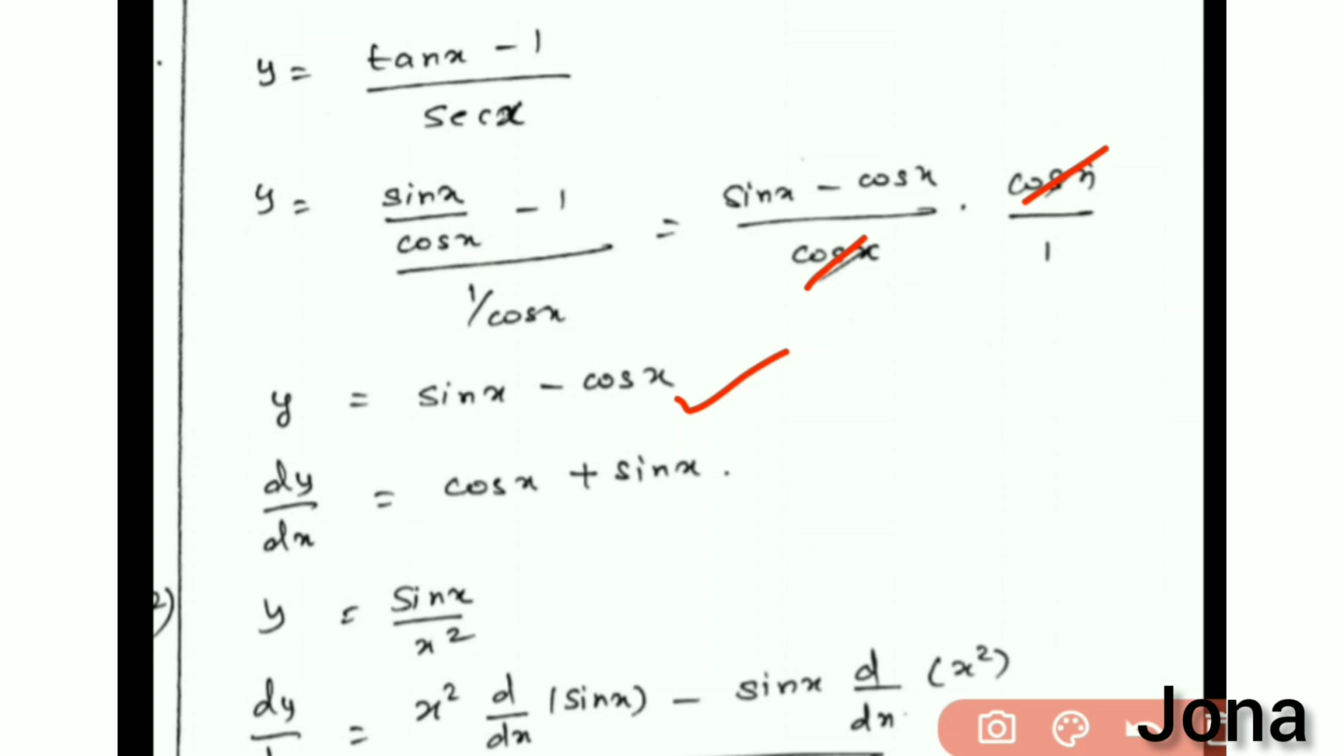Now I can differentiate this y as y dash. It's nothing but dy by dx equal to, sin x can be written as cos x and cos x can be written as minus sin x. So minus into minus, it will become plus here. So plus sin x.